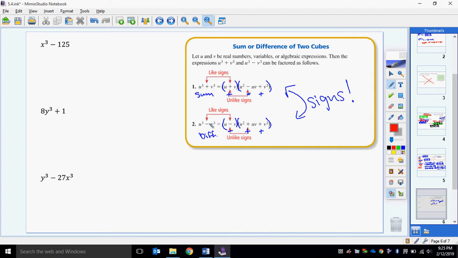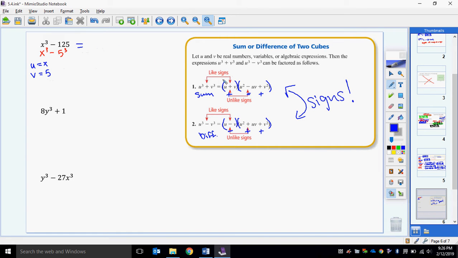So let's take a look at the first one. It says x cubed minus 125. Okay, so I see a different sign. I see x cubed, but there's no cube over here. So let's see, can I rewrite this as the difference of cubes? For example, 125 is the same thing as 5 cubed. Now I have two things being cubed and I'm subtracting them. That means the first thing being cubed, the u value, is x. The second thing being cubed, the v value, is 5.